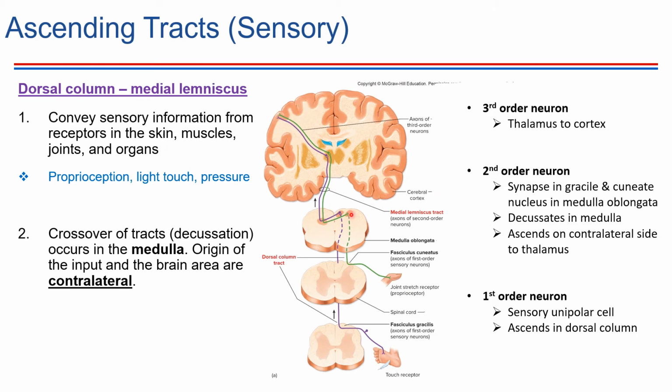That's the dorsal column medial lemniscus tract because it's starting in the dorsal columns, and once it crosses over here, this is called the medial lemniscus. That's the second part of that tract. So we've got dorsal column, medial lemniscus, and on the way out. And again, that's proprioception, light touch, and pressure.